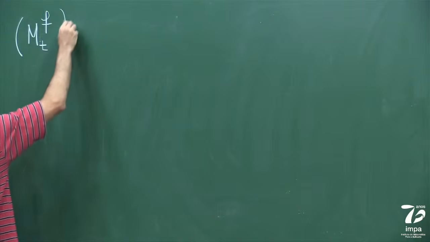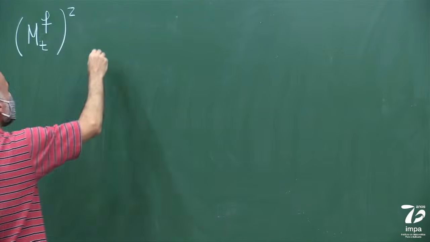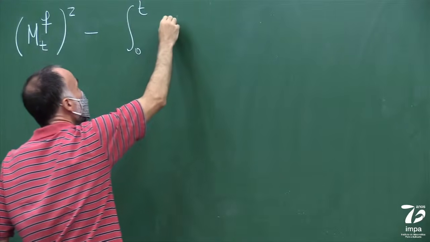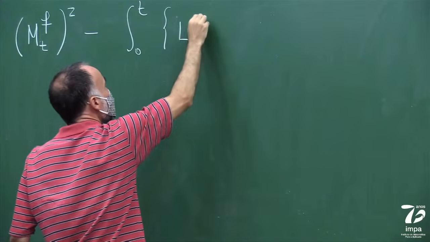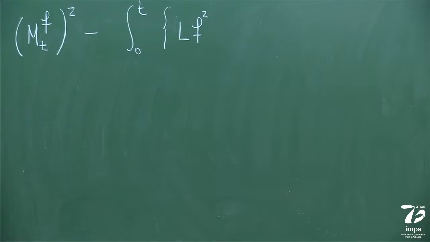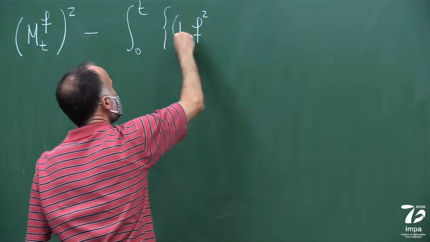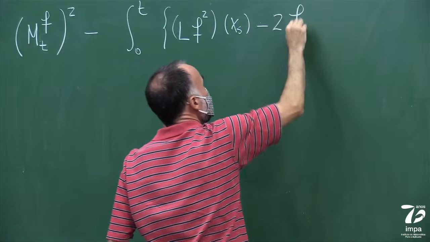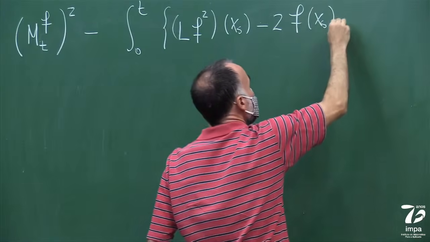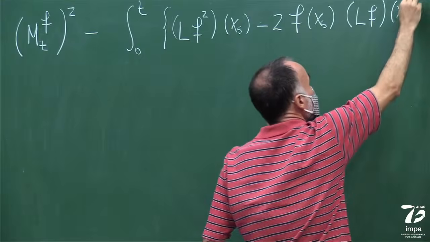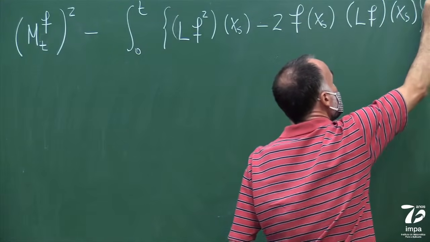You take the square of this martingale, and what I claim is that this minus the integral from 0 to t of L(f^2), so you take your function f, compute f squared. Now you apply L to f squared, minus 2 f(X_s) Lf(X_s), that this is a martingale.